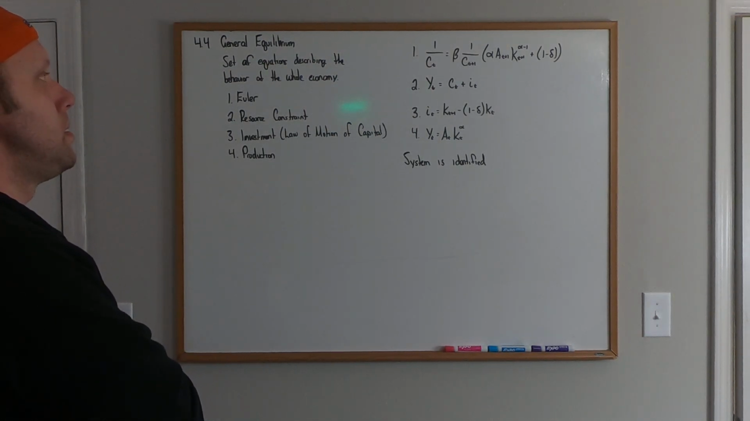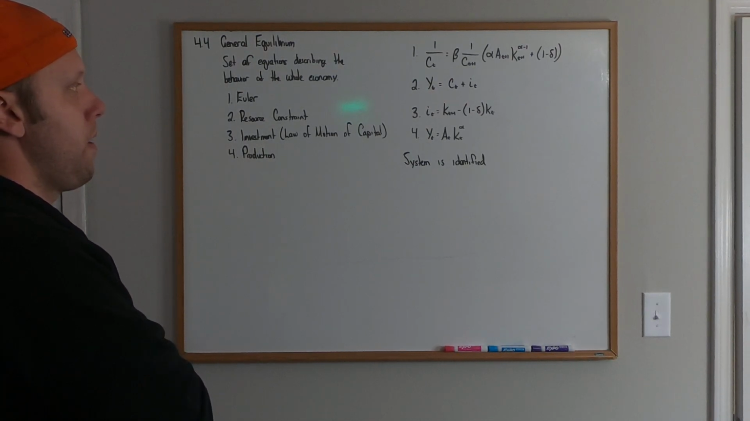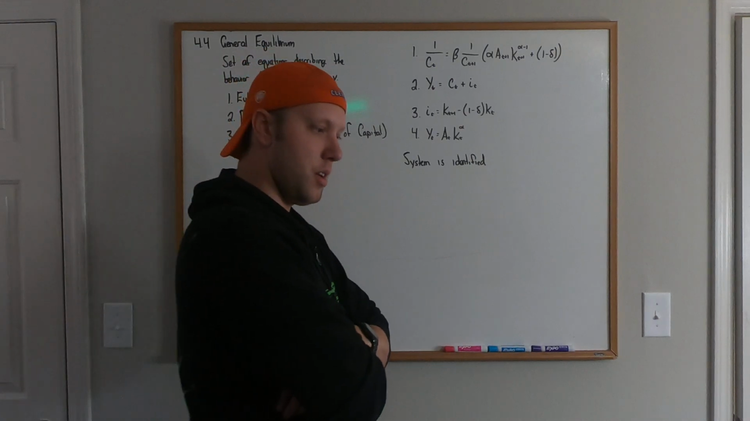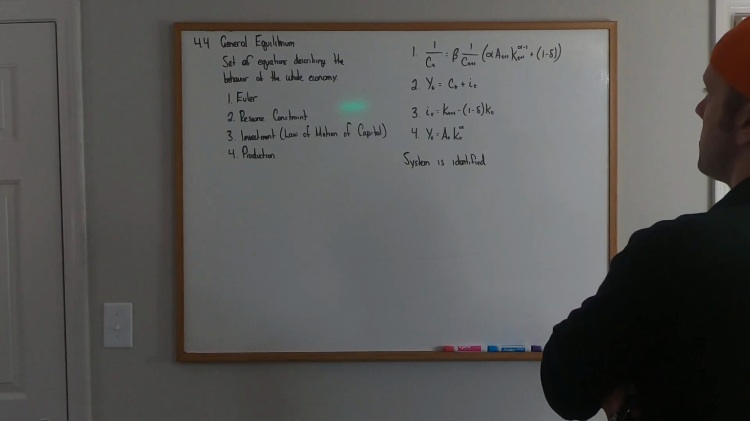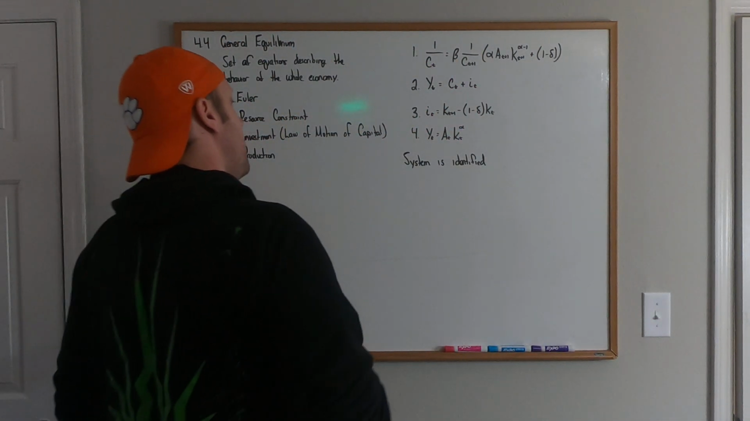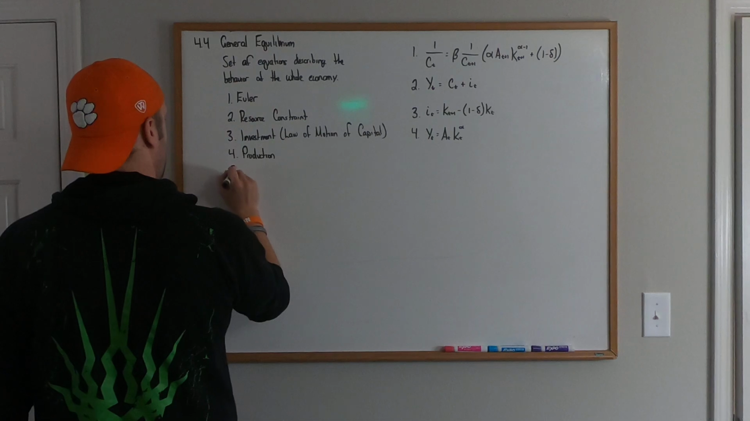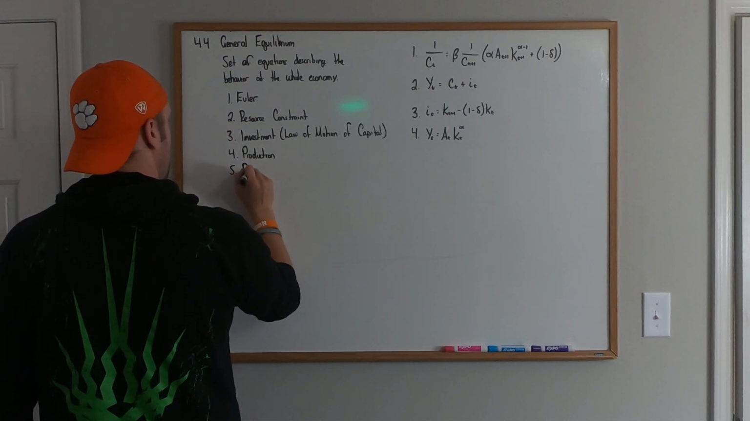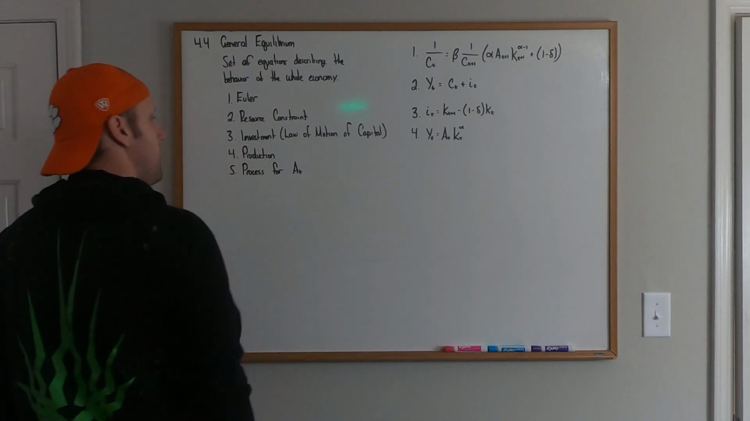And there we go. But wait a minute, is it identified? What about A? Do we want to talk about A, or do we want to just ignore A for a minute? Let's talk about A. Because if we're actually considering the existence of shocks, I can't say the system's identified. I would need one more. We need a process for AT.